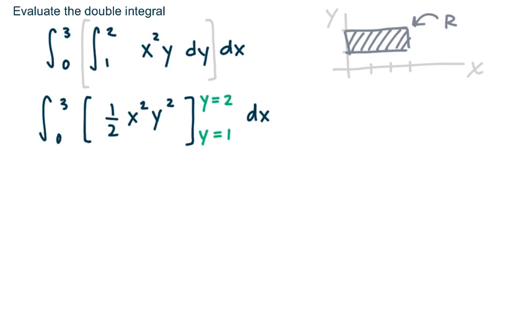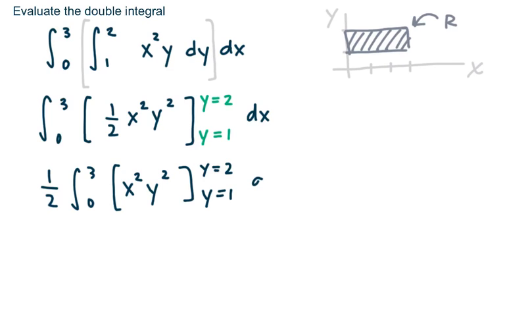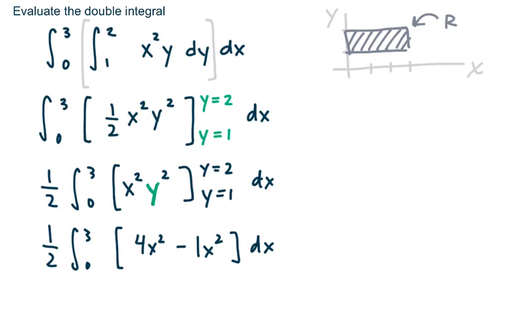And then I'm going to integrate again with respect to x. So that 1/2, I'll go ahead and pull that in front. So I've got 1/2, 0 to 3, x squared, y squared. And that needs to be evaluated from y equals 2 to y equals 1 dx. So I'm plugging the 2 and 1 only in for y squared. So 1/2 integral from 0 to 3. If I plug in 2, I'm going to have 4x squared minus, when I plug in 1, I get 1x squared dx.